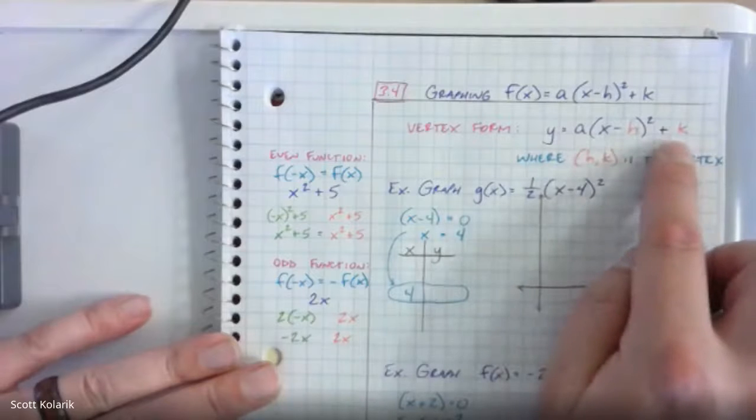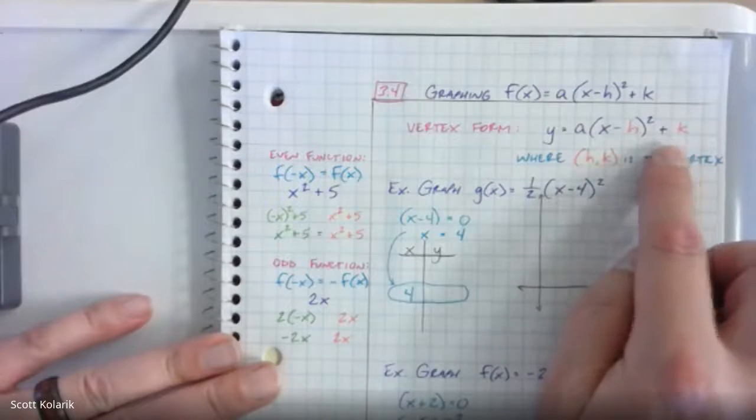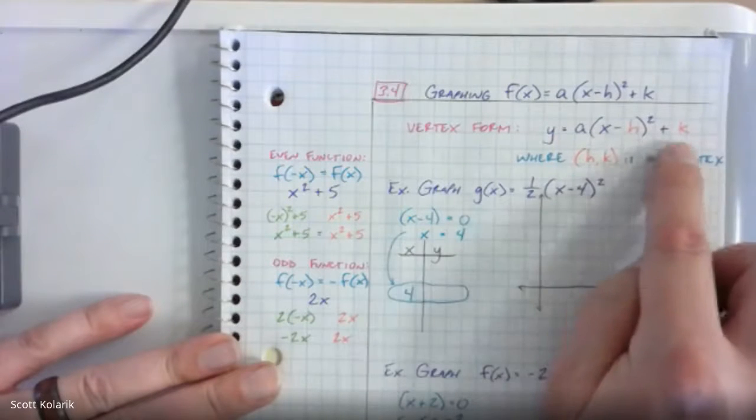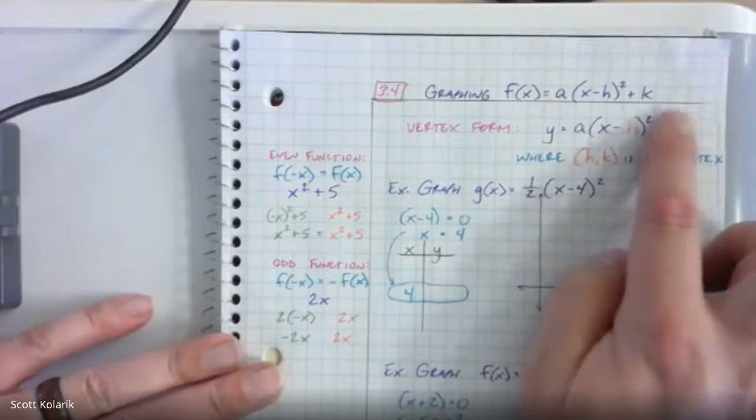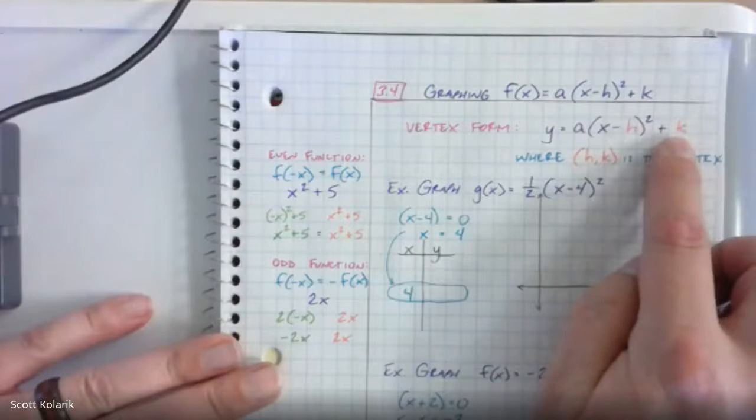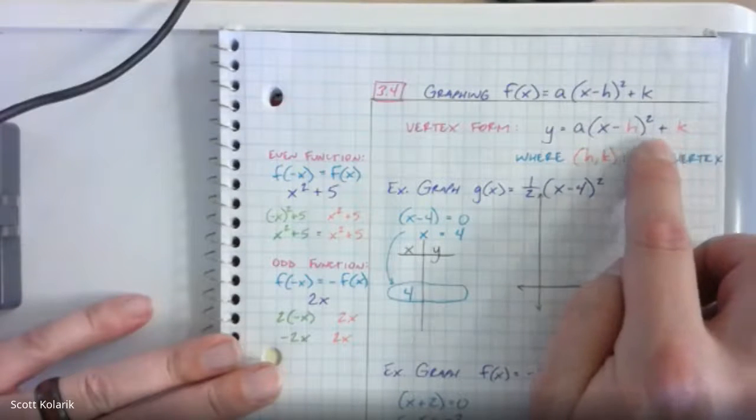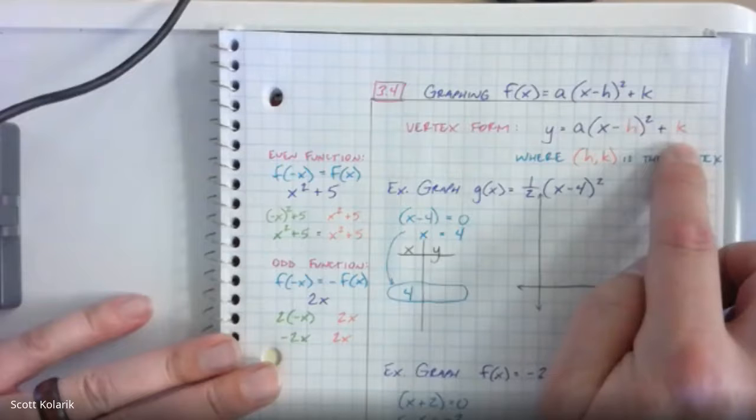And then out here, K, or the Y value in your vertex, is going to be whatever sign is given out here. So if it said plus 5, then K is plus 5.